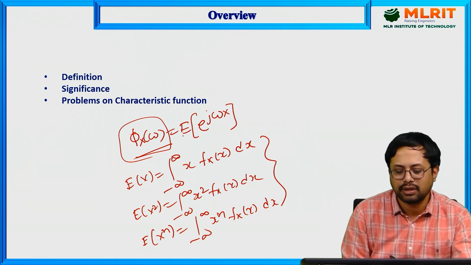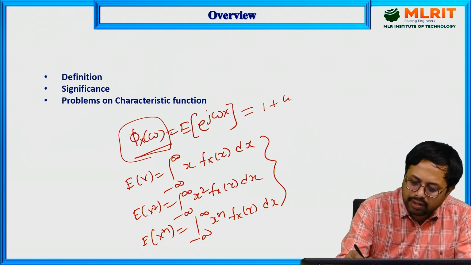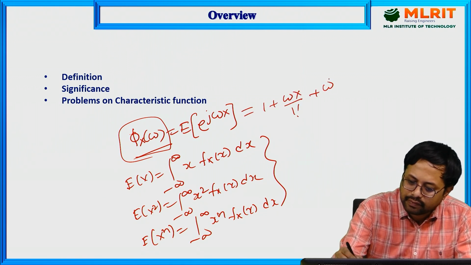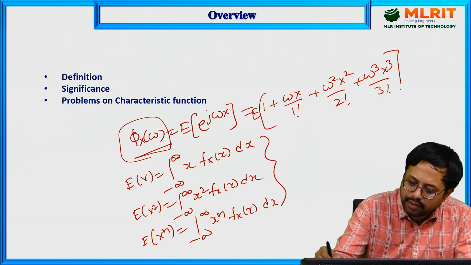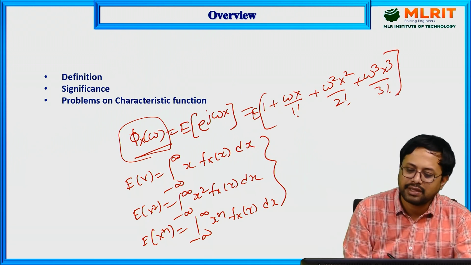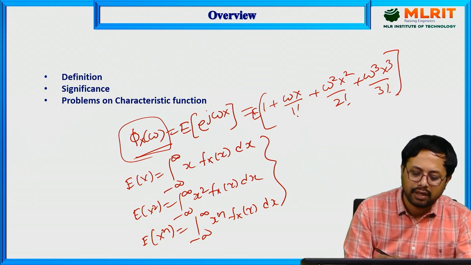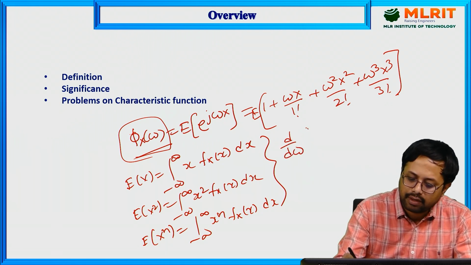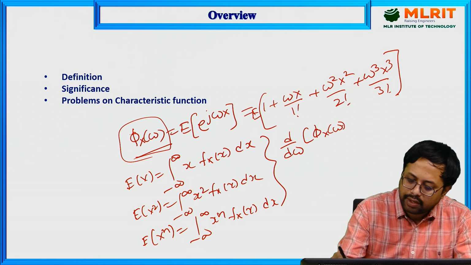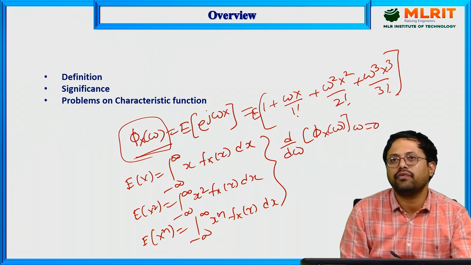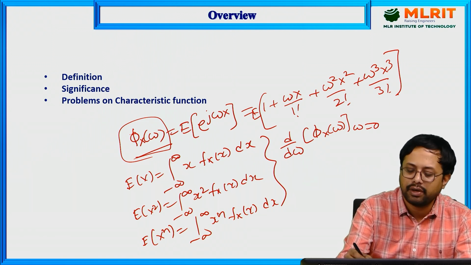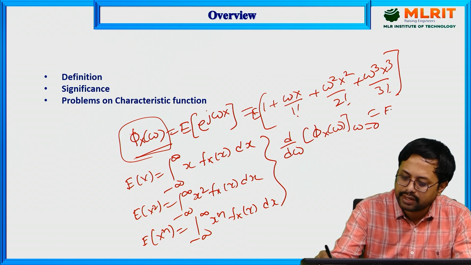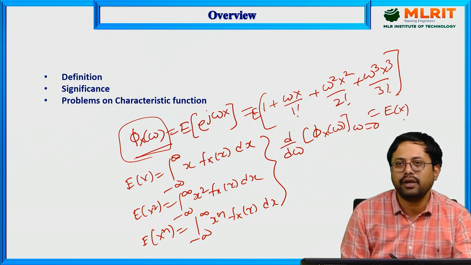You expand this term and apply the expectation. Then you differentiate with respect to omega: d by d omega of phi x of omega at omega equal to 0. Whatever coefficient you get is the expectation; the other term becomes 0 and is eliminated. Then you get only the expectation of x, which is the first order moment about the origin.